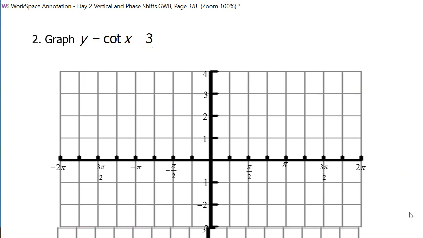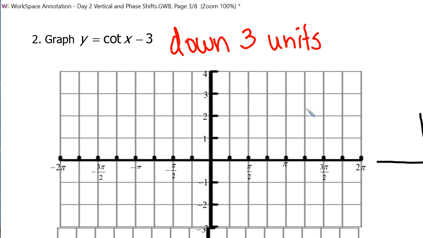Number 2, we have the cotangent parent function. And what is this minus 3 at the back going to make that function do? Go down 3 units. And over here to the side, I'm going to sketch what that cotangent parent function looks like. The cotangent parent function has a vertical asymptote on the y-axis, and it has another vertical asymptote at pi. The middle point is on the x-axis, and the left arm points up, and the right arm points down.